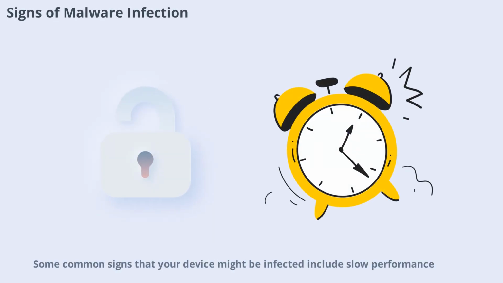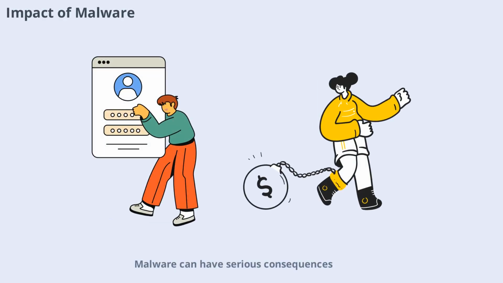Some common signs that your device might be infected include slow performance, frequent crashes, unexpected pop-ups, or new apps you didn't install. If you notice any of these, run a security scan and consider resetting your device to remove any hidden threats. Malware can have serious consequences, from stealing your personal information to locking you out of your own files.